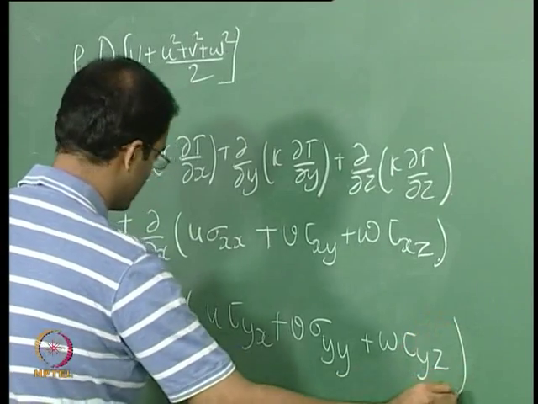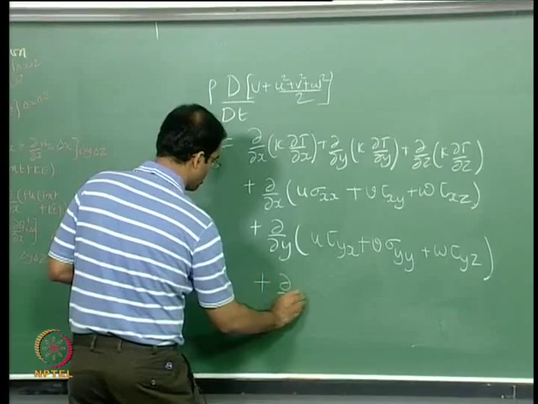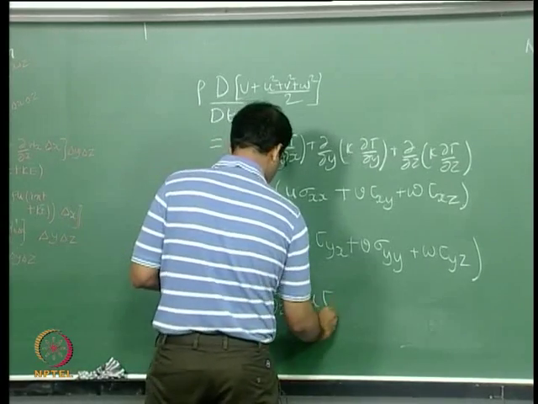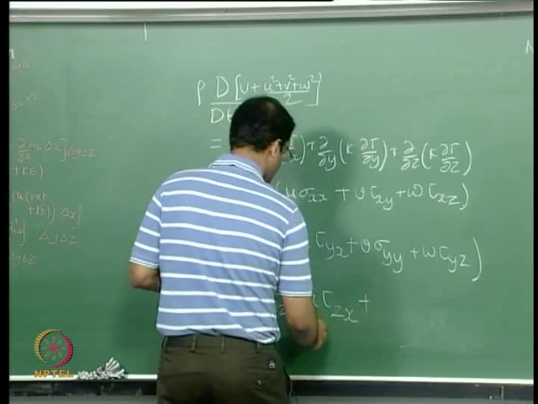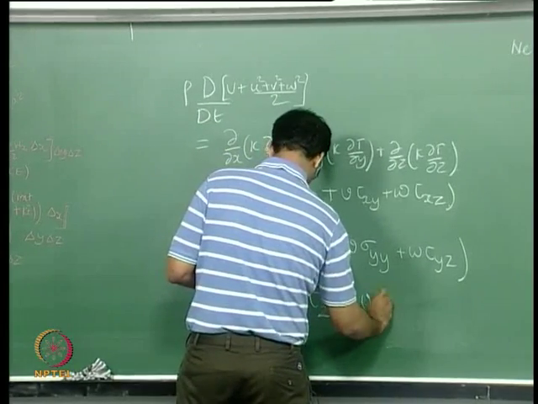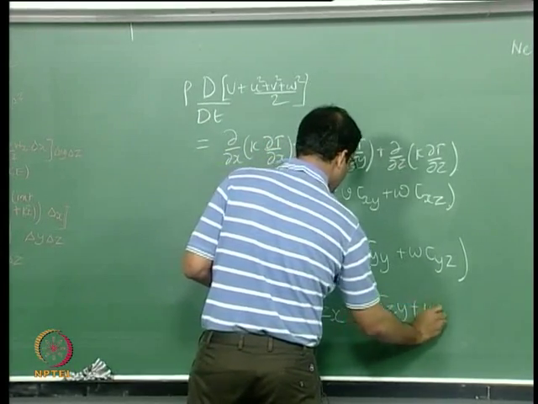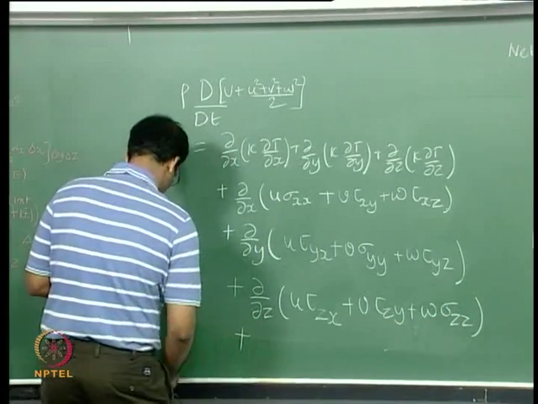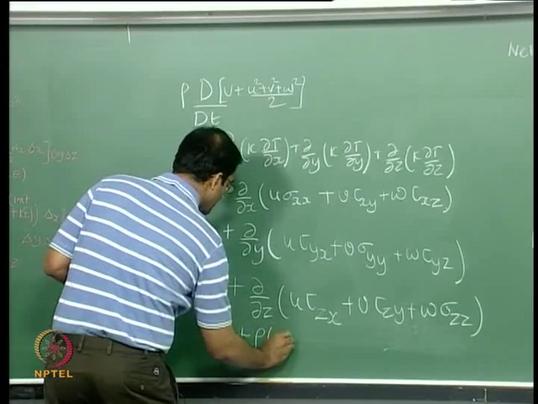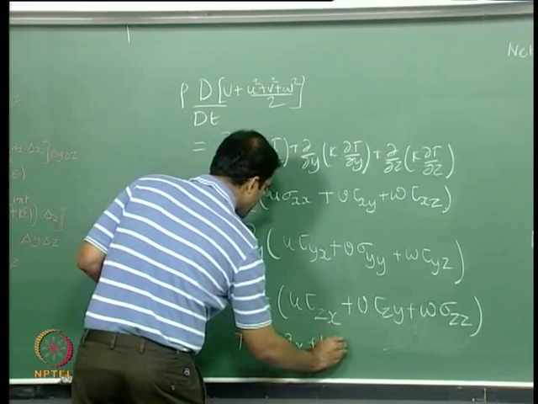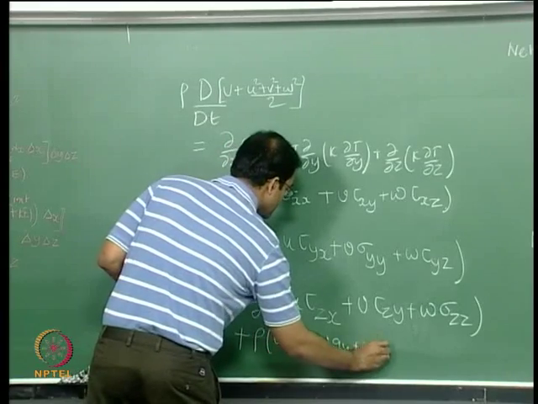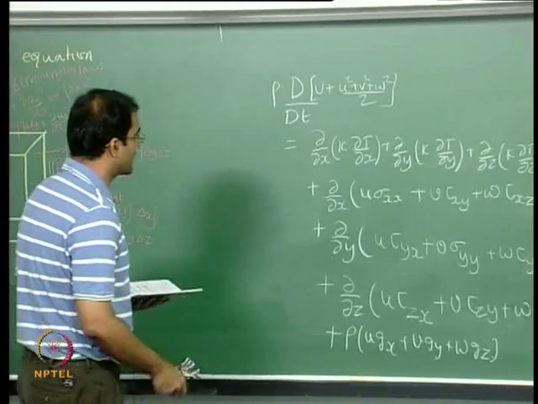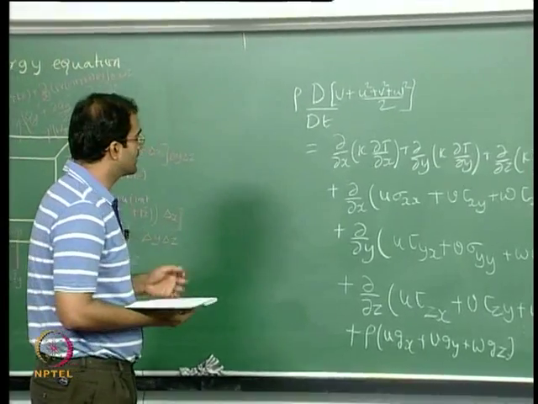Plus d by dz of u tau zx plus v tau zy plus w sigma zz, plus I have the body force terms, rho into u gx plus v gy plus w gz. So this is my complicated form of the energy equation.